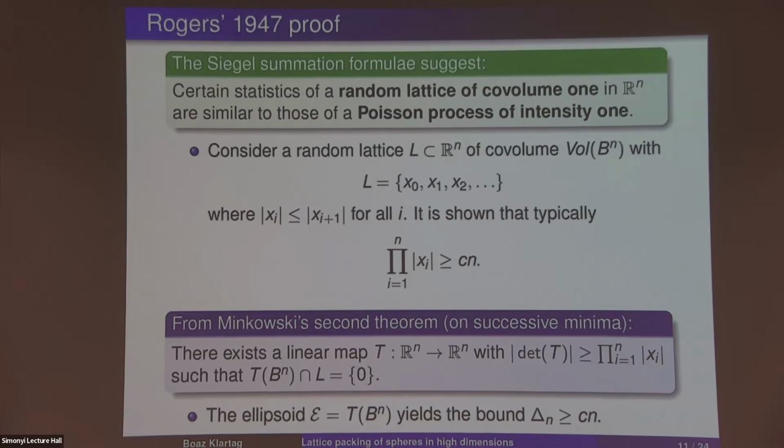This ellipsoid will have volume which is at least the determinant of this product, which is at least n, and it gives you the bound that you wanted. So this is the Rogers proof. Okay. Questions about the Rogers proof? This is Rafi's proof. So there are additional proofs that I will not talk about today.